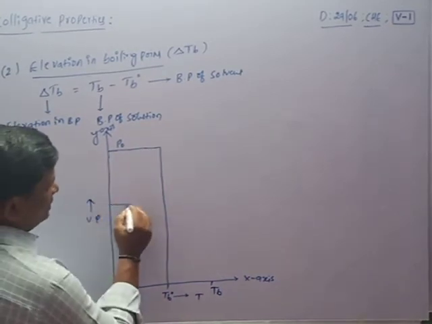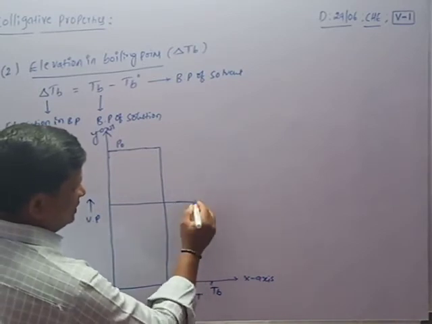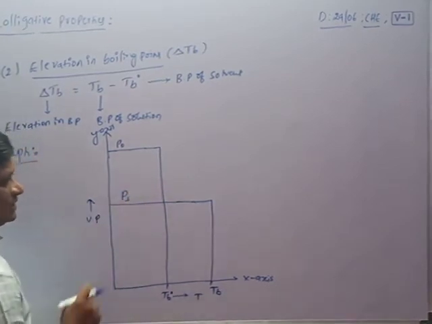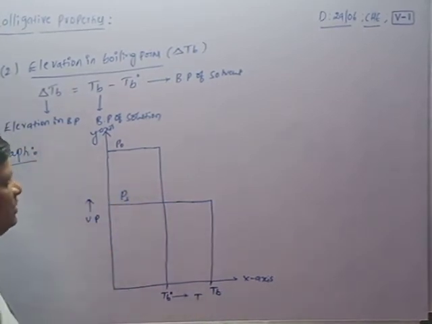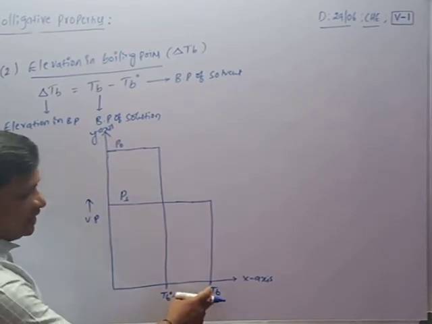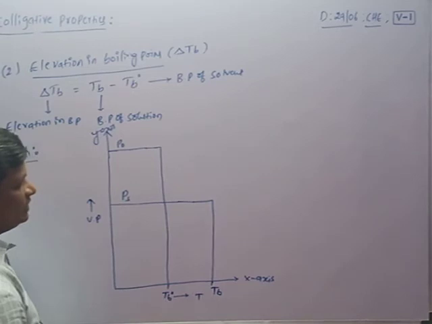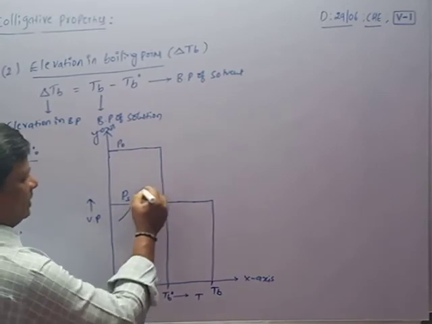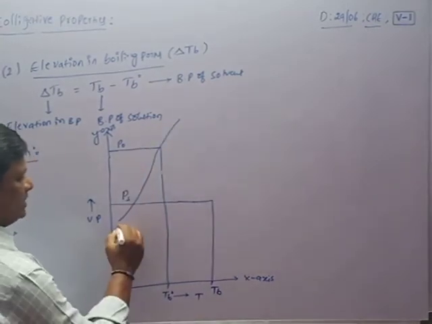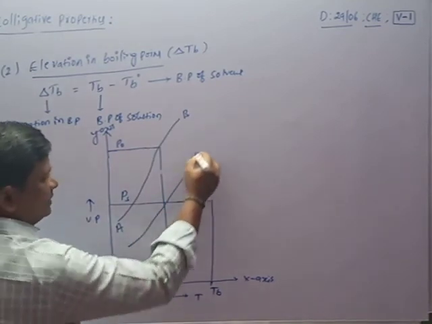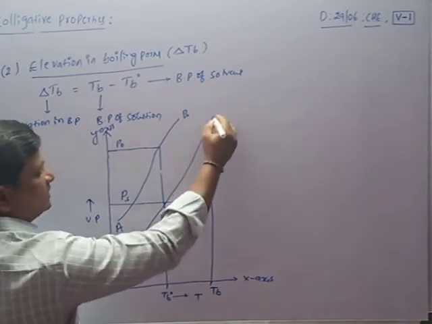So PS is the vapor pressure of the solution, P naught is the vapor pressure of the solvent, TB naught is the boiling point of the solvent, and TB is the boiling point of the solution. Now, in this graph, the points are A and B, and C and D.